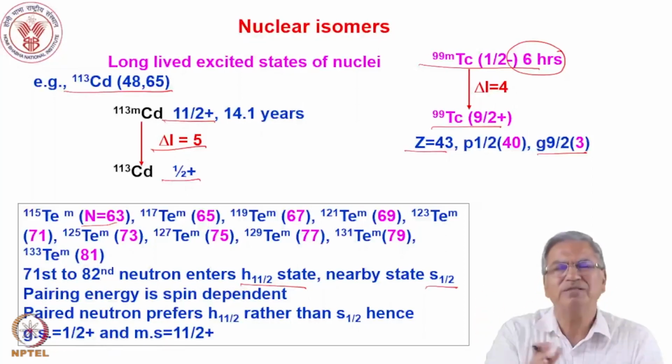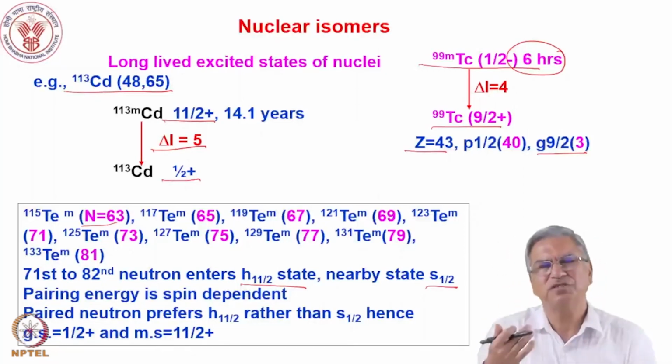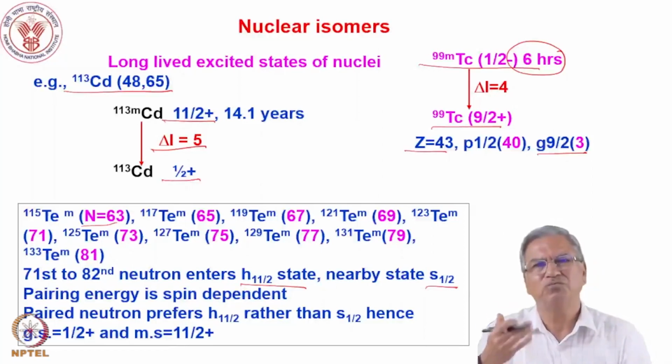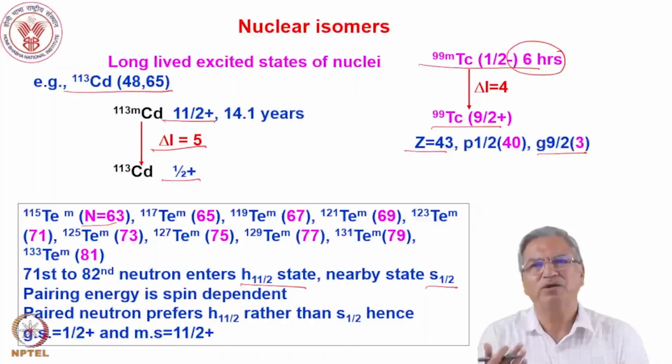So the shell model can therefore explain the properties of nuclei, wherever there is a fluctuation in the property of the nucleus, in terms of the mass or the ground state spins and parities, binding energies, and so on. This can be explained by the shell model very well.